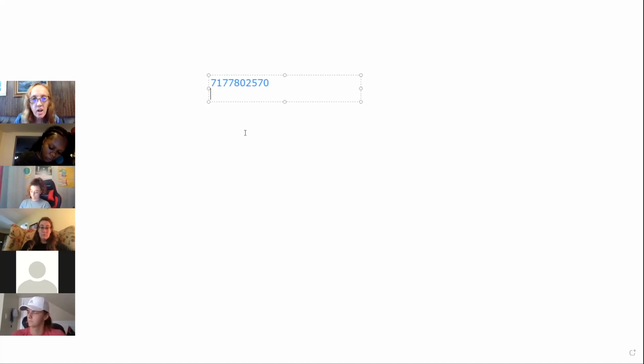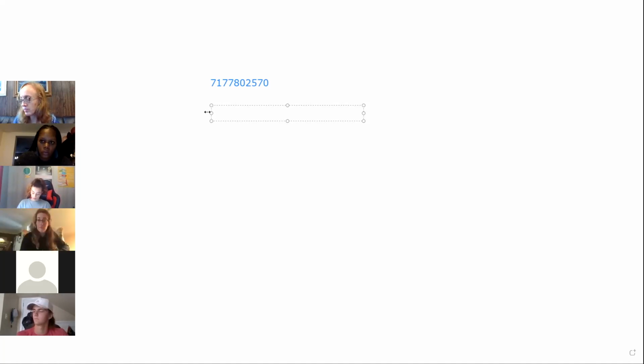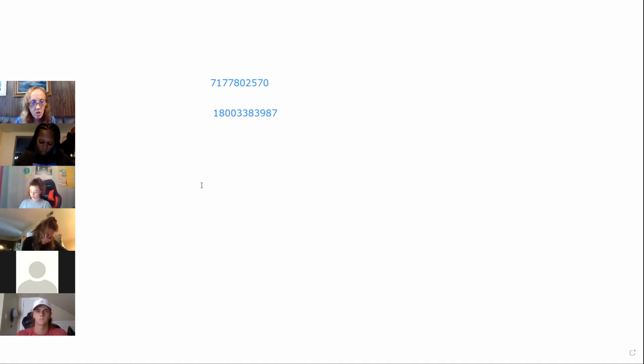The second phone number, so the first one, that 717, is the Hack IT Technical Support. The second phone number is the McGraw-Hill Technical Support. And their phone number is 1-800-338-3987. If you are having problems with McGraw-Hill Technical Support, contact me and tell me you're having problems, especially if it's during a quiz or an exam.